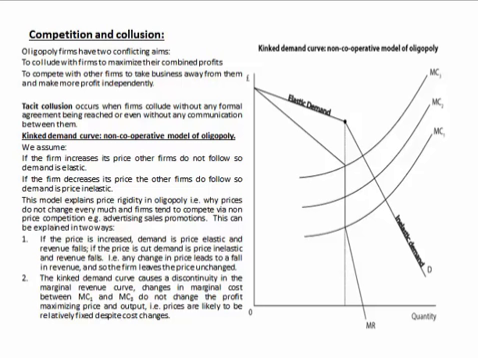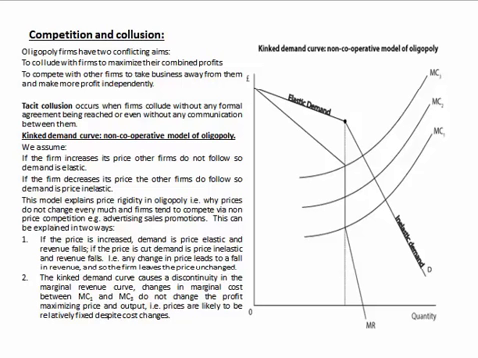The kinked demand curve, a non-cooperative model of oligopoly, is directly in front of you, represented on the diagram to your right. Here we assume that if the firm increases its price, other firms do not follow, so demand is elastic. In short, if a firm increases price, other firms just keep their prices the same and sell more at the expense of its market share. If the firm decreases its price, other firms do follow, and demand is inelastic. In short, if it decreases price, other firms have to decrease to remain competitive.